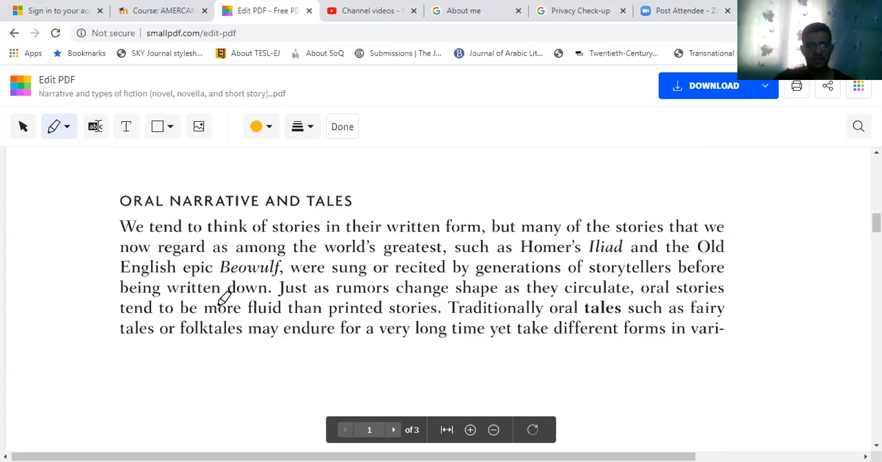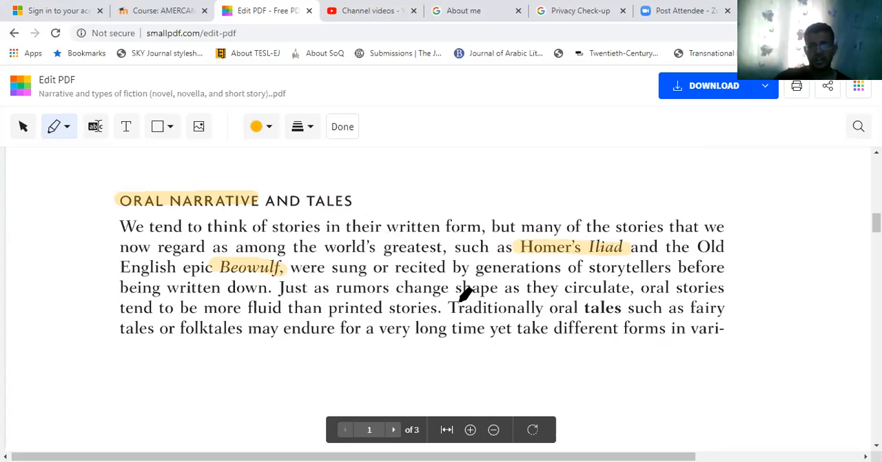Okay, so what's going on here is that oral narrative means stories that are recited or said orally, not written, okay? So that's what we mean by oral narrative. Examples of oral narratives are the English epic Beowulf, and we also have Homer's The Iliad. These are some of the examples of oral narrative.